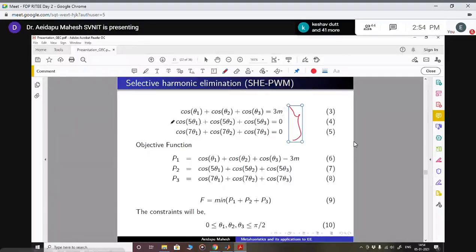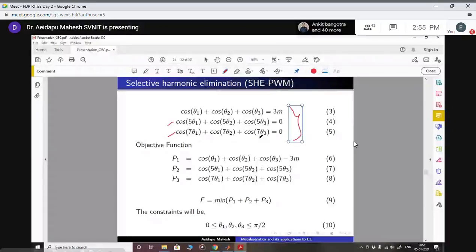And the next two equations, whatever I have, cos 5 theta 1, 5 theta 2, 5 theta 3, and 7 theta 1, 7 theta 2, 7 theta 3. These are the two equations which I'm going to utilize to eliminate the fifth and seventh order harmonics from my system, right? Because I'm not eliminating the third harmonic, because in a three-phase system, I need not eliminate a third harmonic. But if you're going for a single phase system, then instead of 7, you can go for a third harmonic. These are my objective equations.